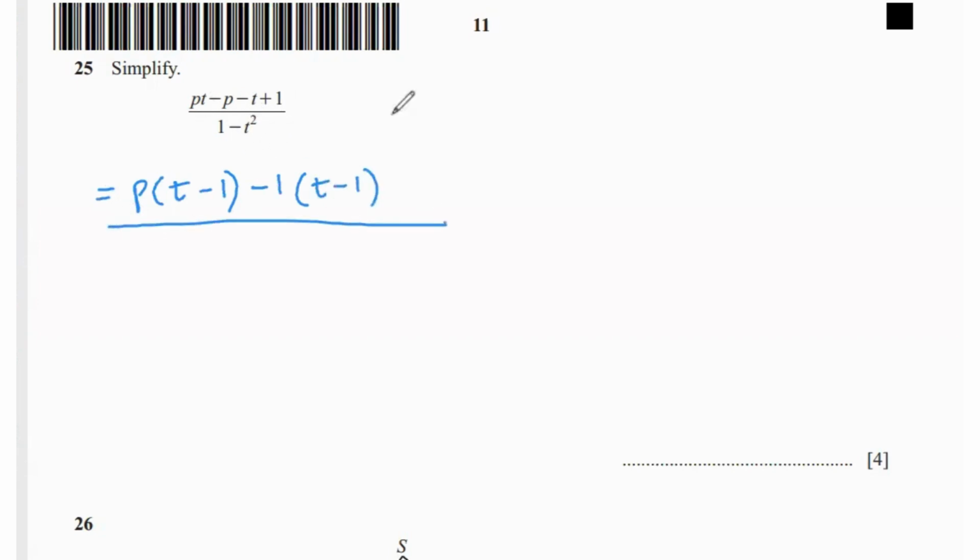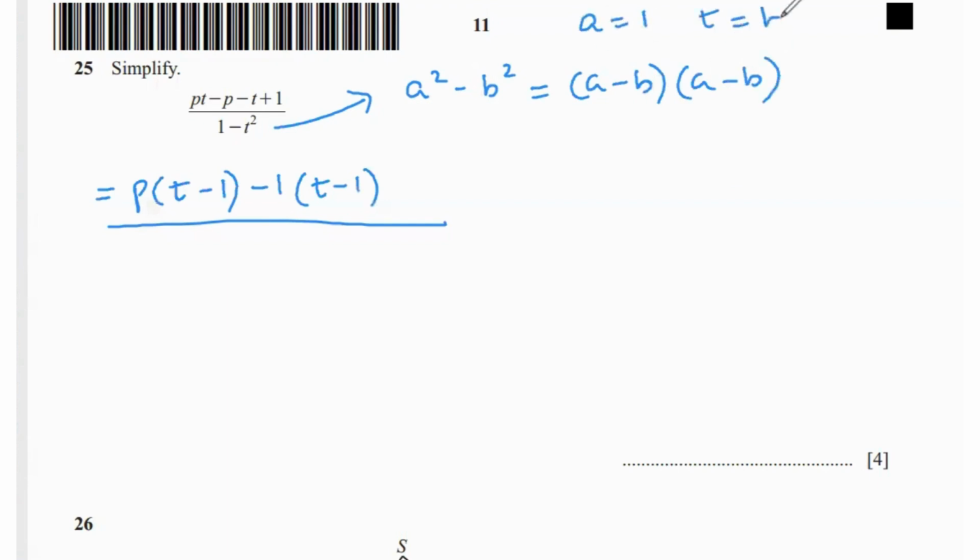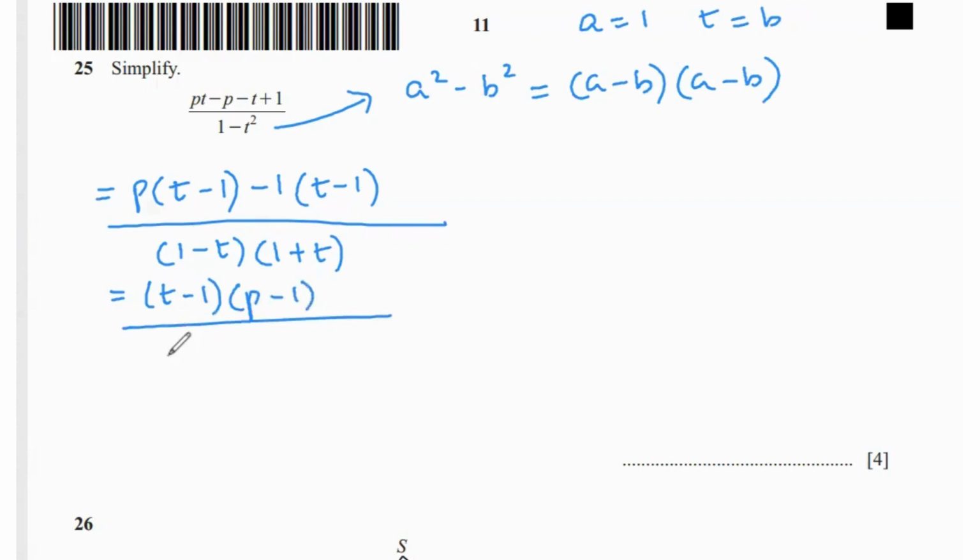In the denominator, we can see that we have a situation of perfect squares. And we know perfect squares, when they're being subtracted, can be expanded to this format. So over here, our A is 1 and B is t. So it's going to be 1 minus t times 1 plus t. In the numerator, we can take t minus 1 common, and we're left with p minus 1 in the other bracket. So we have 1 minus t and 1 plus t in the denominator.